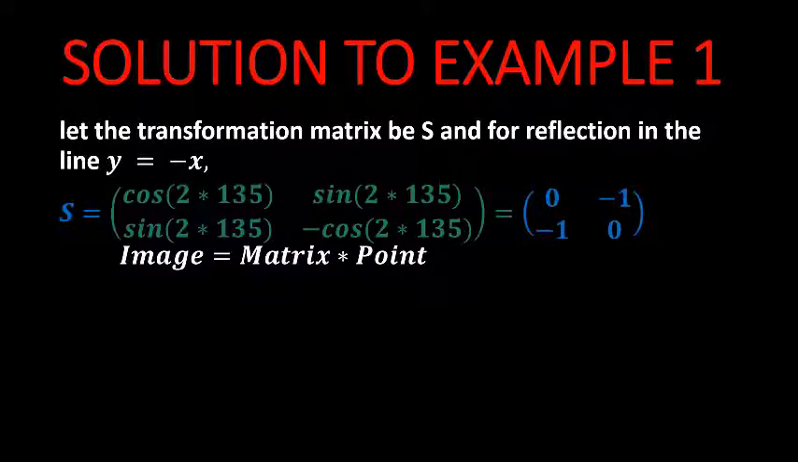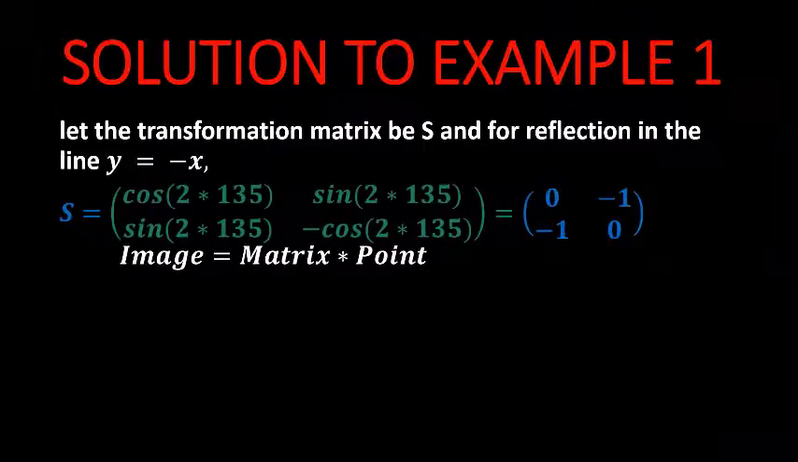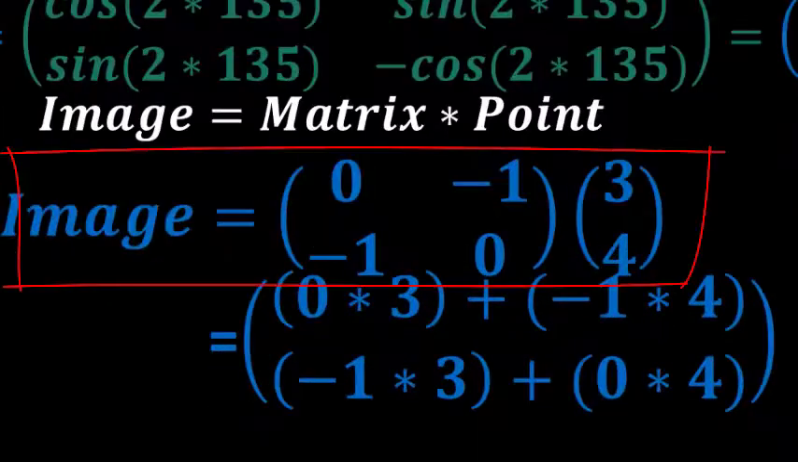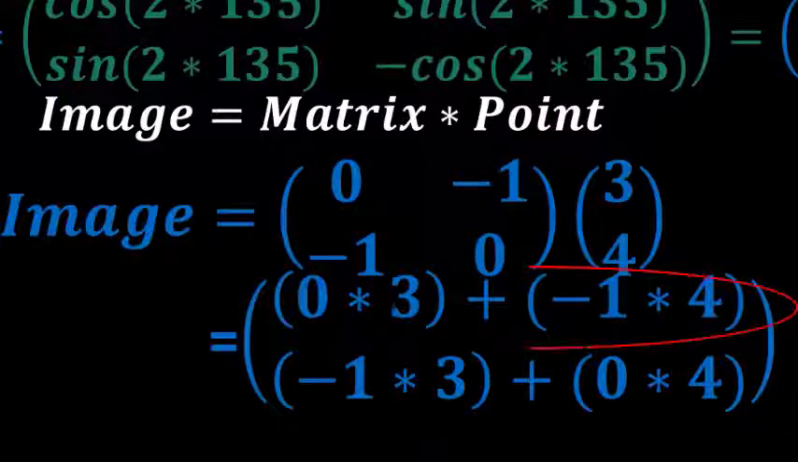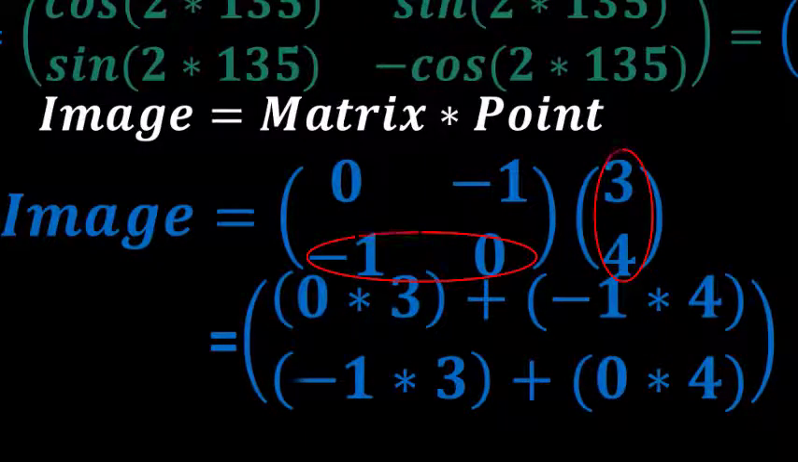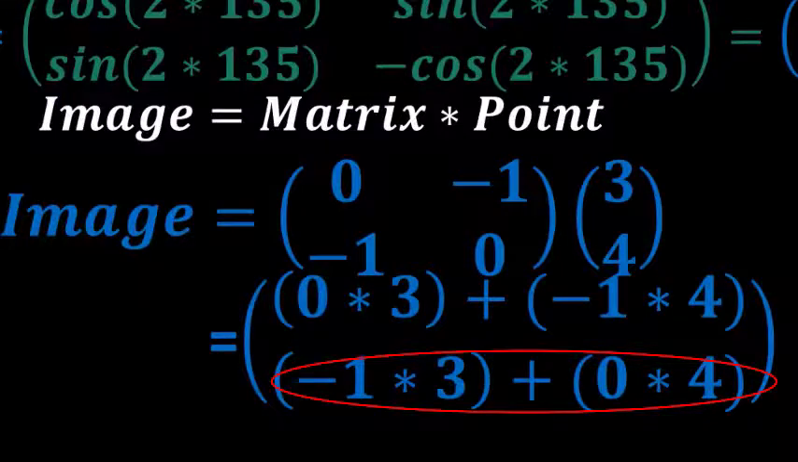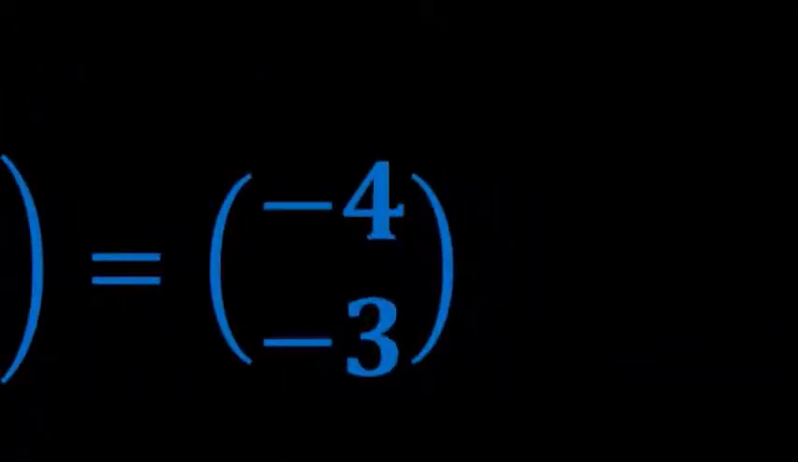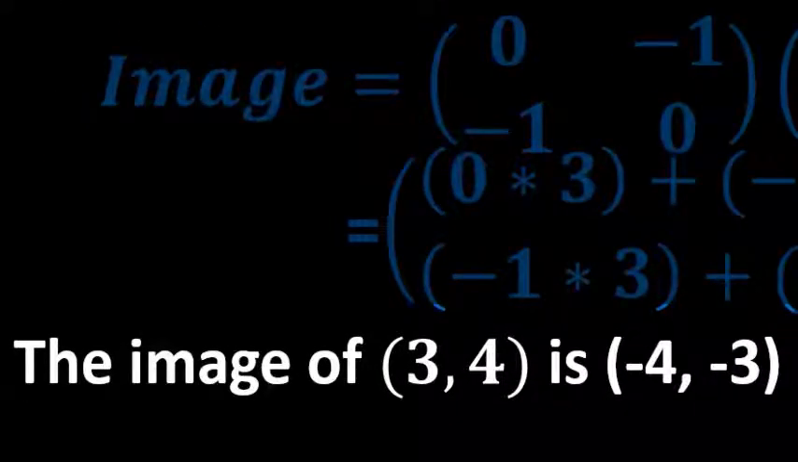So once we have our matrix, we use the formula image equal to matrix times point. So image equal to the matrix 0, negative 1, negative 1, 0 times the point 3, 4. When we multiply, we have row by column. First row by the only column, which is 0 times 3 plus negative 1 times 4. And the second row times the only column, which is negative 1 times 3 plus 0 times 4. Our answer is negative 4, negative 3. Therefore, the image of 3, 4 is negative 4, negative 3.